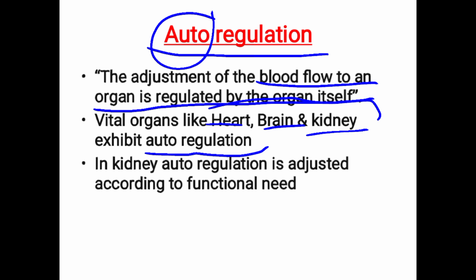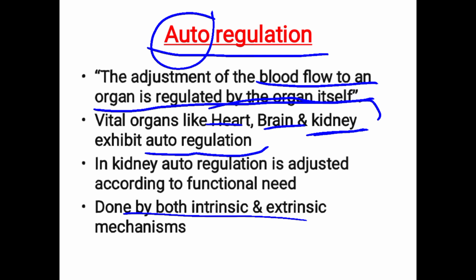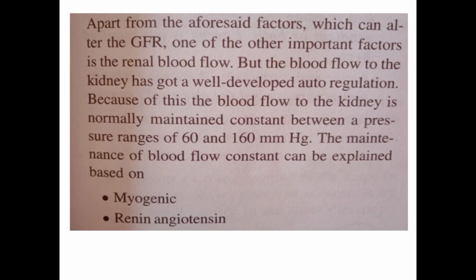If it decreases, they will work together to maintain the blood flow, because the kidney is the second highest organ receiving blood. Like that, in the brain and heart also, if the blood flow decreases, the organ regulates it by itself. But I am telling only about the kidney. In the kidney, this autoregulation is adjusted according to the functional need. We will see which adjustments there are. There are intrinsic and extrinsic mechanisms.